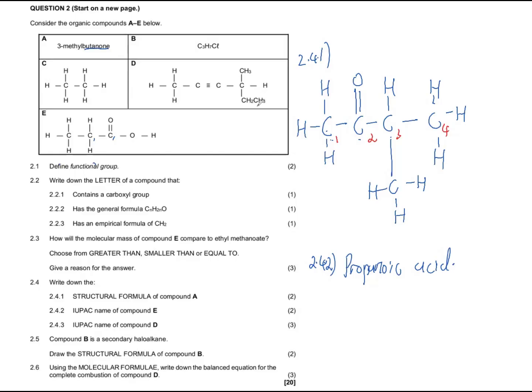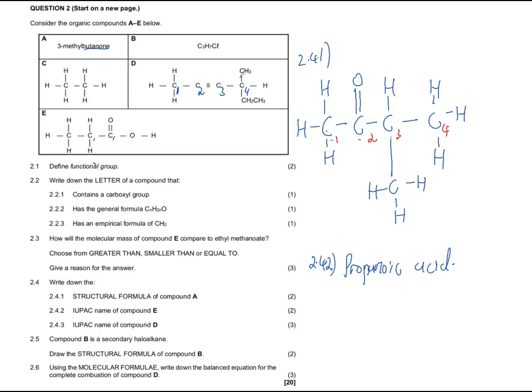We have to start numbering from the side that is closest to the functional group. Obviously, the functional group takes preference over the methyl branches, right? So that means we start numbering from this side, 1, 2. We can't number from the branches, even though we see them here. So that's 1, 2, 3, and then 4.